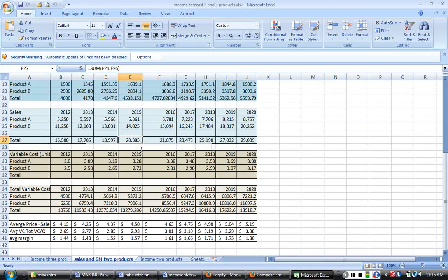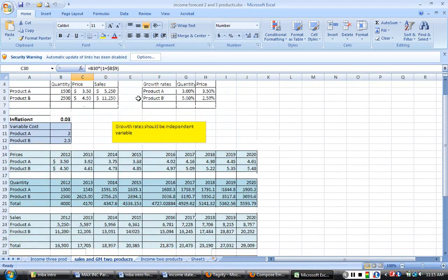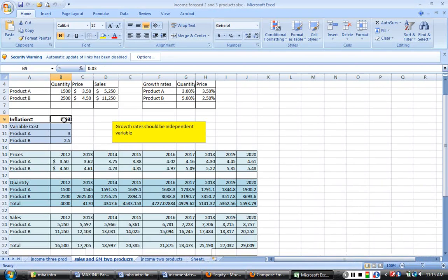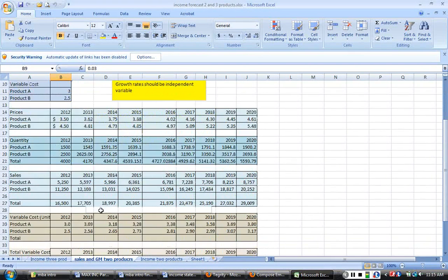We do the same thing for the variable cost. We know the unit cost for 2012 is 3. We want to grow it to next year. So the formula is going to be B19, which is the prior year, multiplied by, as you can see in the formula, 1 plus the growth rate, which we said was going to grow with inflation, which is B9, and that's why it takes the cell from here. So again, the variable cost is going to be the prior year multiplied by 1 plus B9, where we have plugged in the inflation rate of 3%.